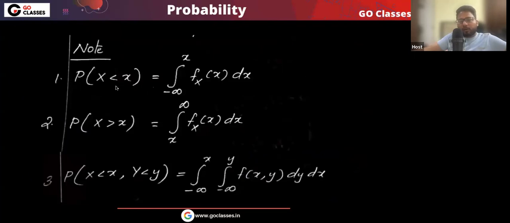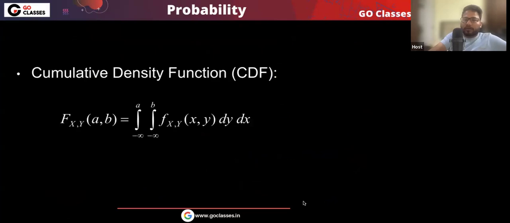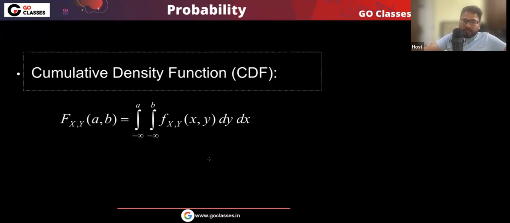Now, you already know this. If you want to find this probability and the marginal PDF is given, then you can do this. If you want to find this and the joint PDF is given, then you can do this. Now let's see something called the joint CDF. We have seen the joint PDF, now let's see the joint CDF also.